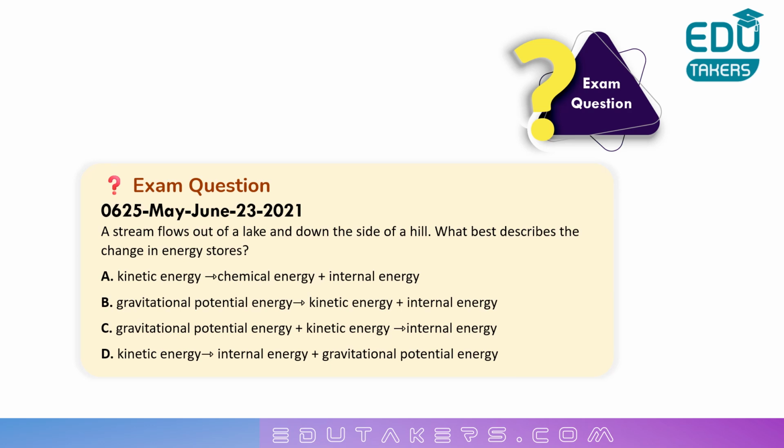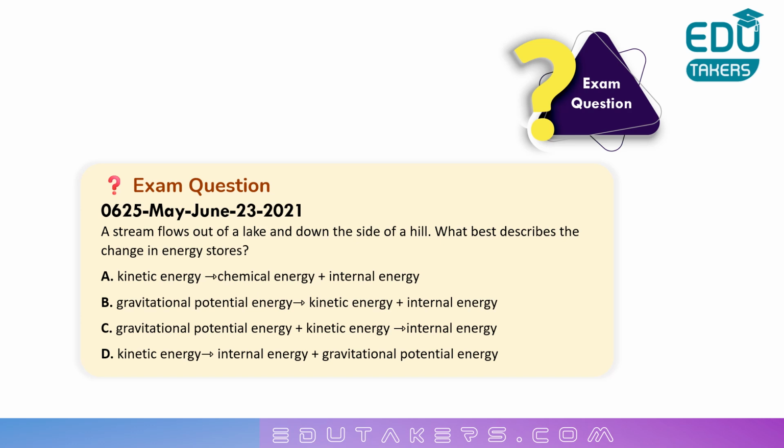Let's look at an exam question detailing how gravitational potential energy is converted into kinetic and internal energy. A stream flows out of a lake and down the side of a hill. What best describes the change in energy stores? Option A, kinetic energy, chemical energy plus internal energy. Option B, gravitational potential energy, kinetic energy plus internal energy. Option C, gravitational potential energy plus kinetic energy, internal energy. Option D, kinetic energy, internal energy plus gravitational potential energy. Take some time to figure out your correct answer.